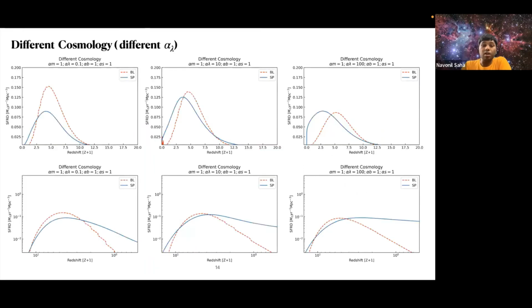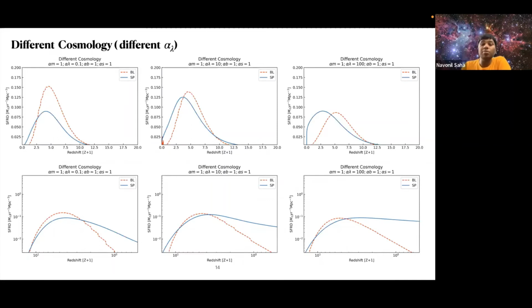After this, we come to the different cosmological cases. For these, we mainly vary two parameters, alpha_lambda and alpha_b. That is basically the dark energy density, related to the dark energy density parameter, and the baryon density parameter. In the case of alpha_lambda, we vary alpha_lambda three times, keeping all the other alphas constant.